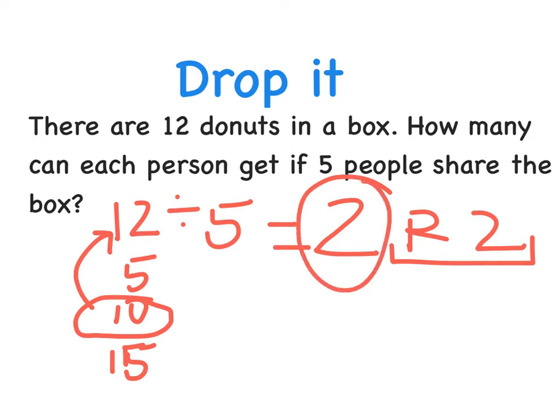But that's not enough for everyone to get one, so we would just leave those 2 in the box and maybe they do something else with them. So this is a case where we're going to drop that remainder, and the answer would be that each of the 5 people gets 2 donuts.